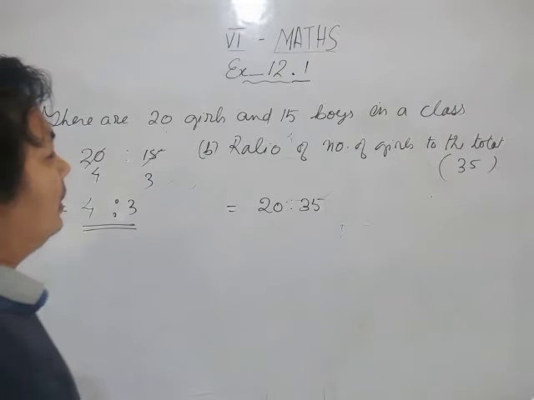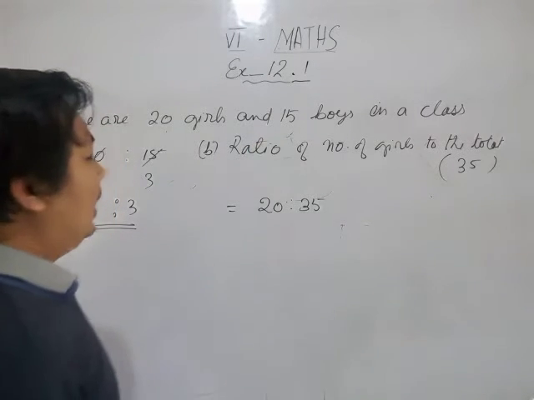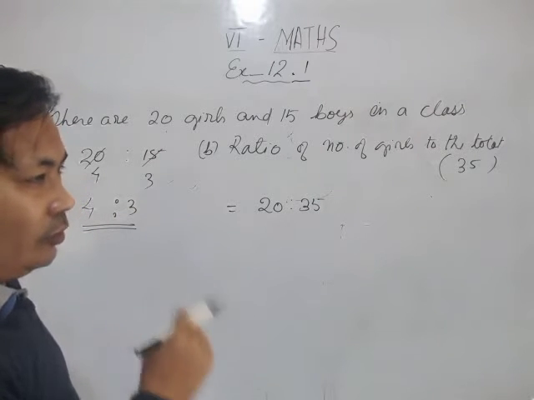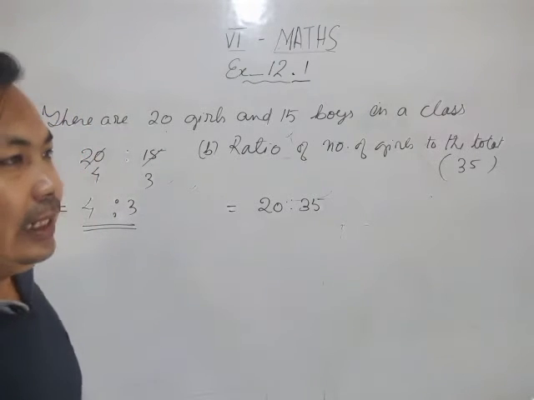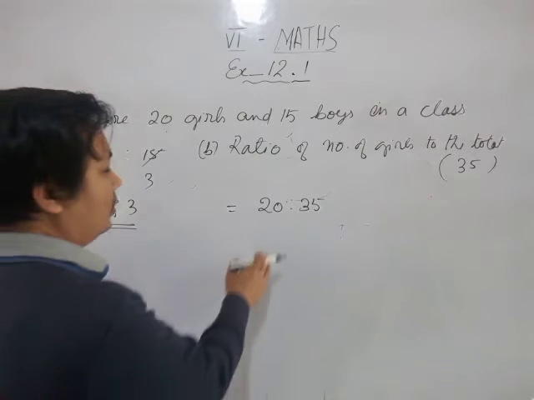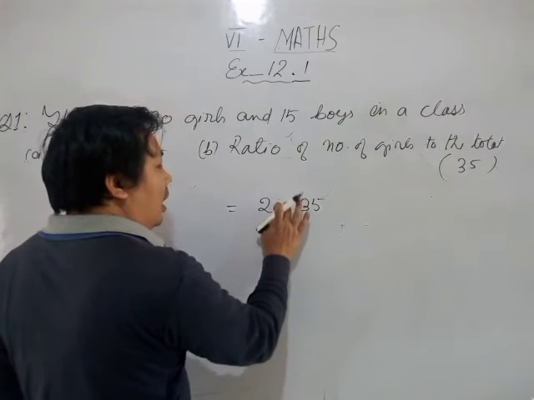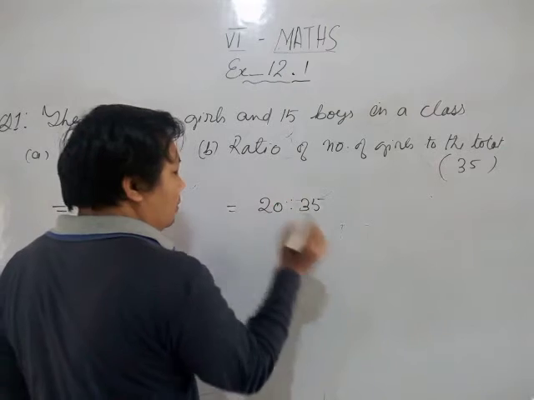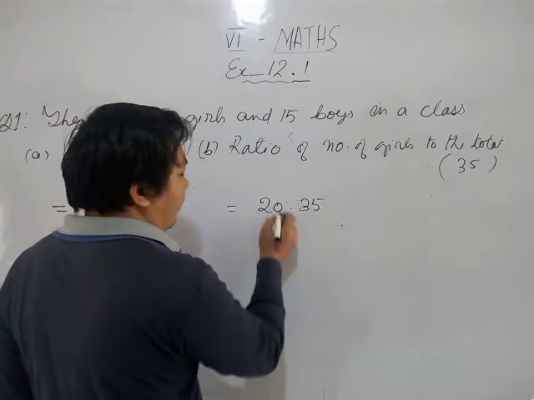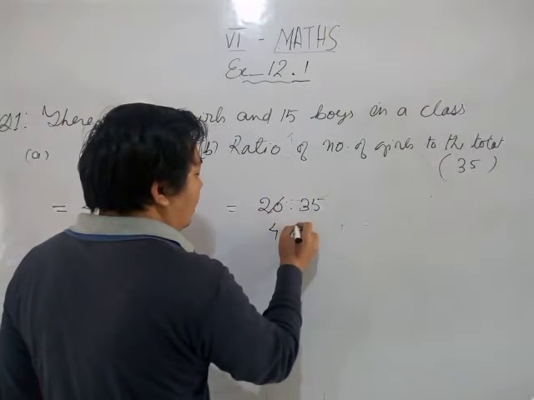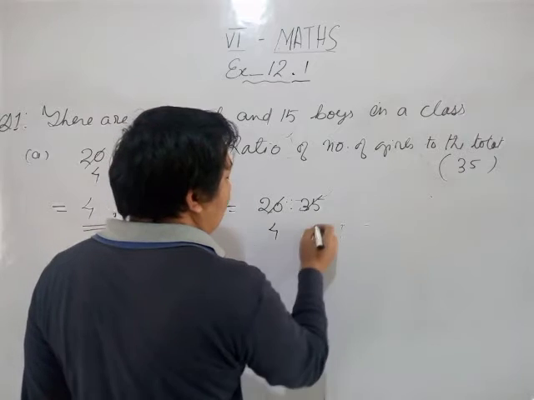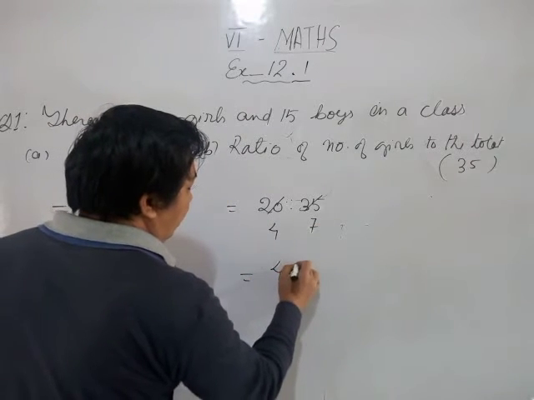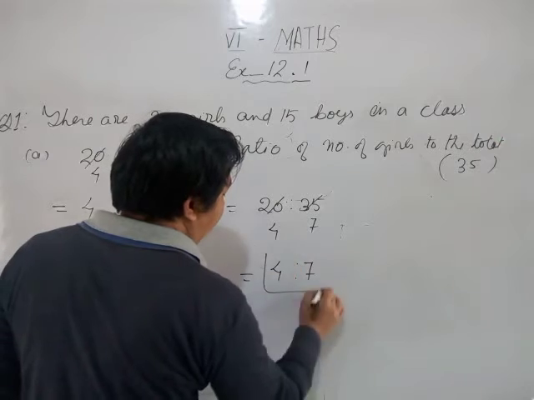So the number of girls is 20 and the number of students is 35. So 20 is to 35 is the ratio, but you can still find that the two terms have one common factor that can divide both, isn't it? It is none other than 5. 5 fours are 20 and 5 sevens are 35. So at last we get this ratio as 4 is to 7. So 4 is to 7 is the ratio.